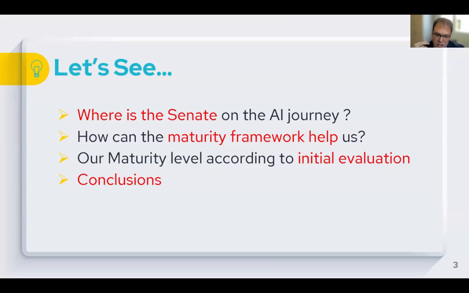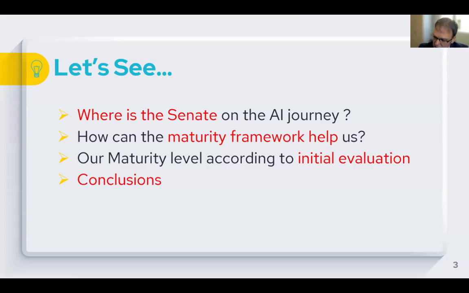We have been given this framework, and we have used it in the Senate of Spain. The third point is our maturity level according to this framework, starting from an initial evaluation, and in the end some conclusions that we arrived at trying to apply this framework.